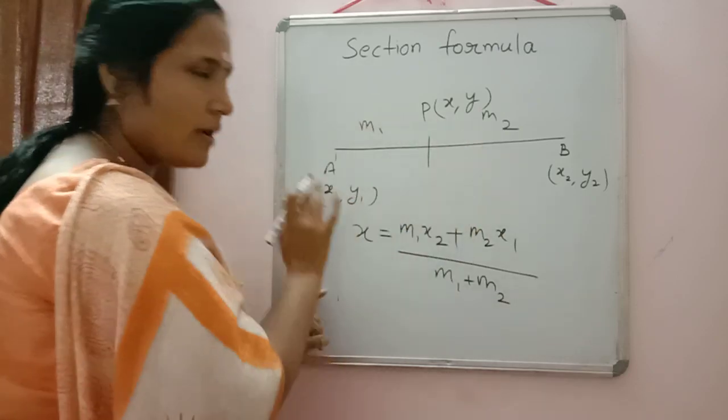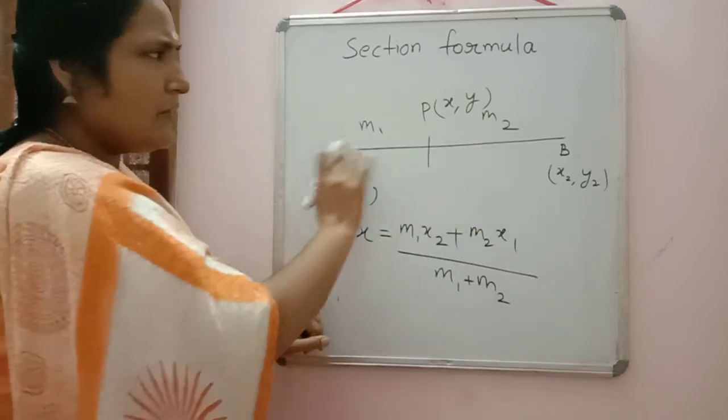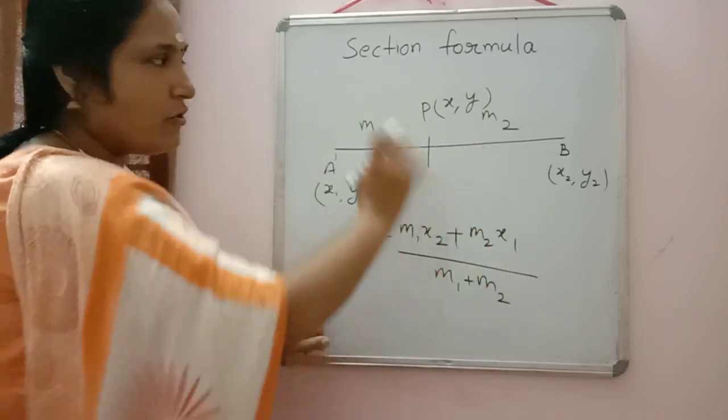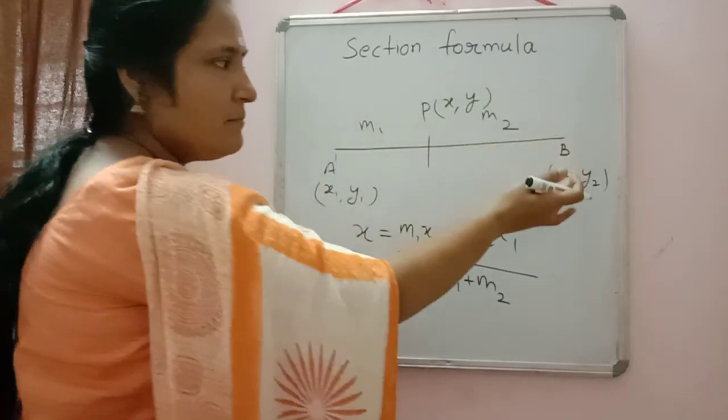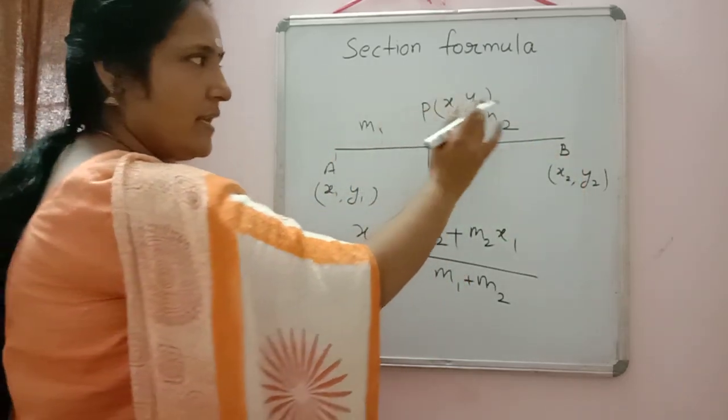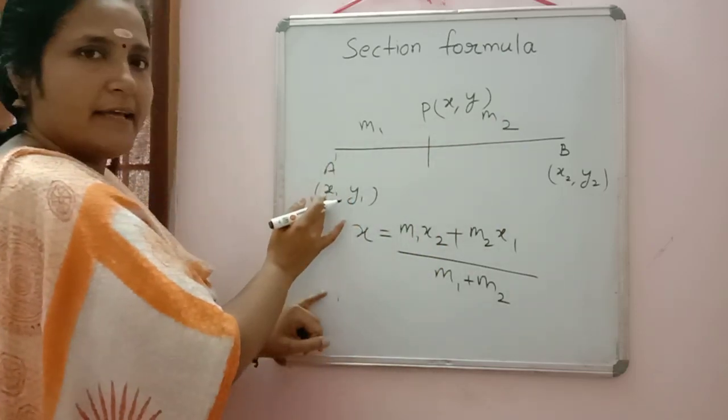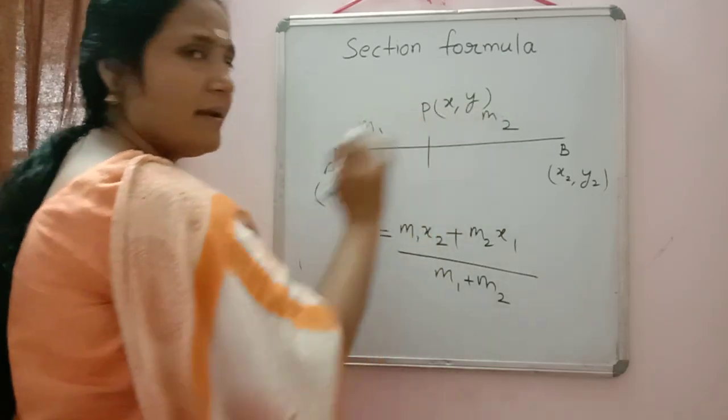In this way, if you draw the diagram in each question, then you don't have to learn the formula. Automatically it will come: m1 multiplied by the opposite x coordinate, m2 multiplied by the opposite x coordinate, divided by the sum of the ratio.